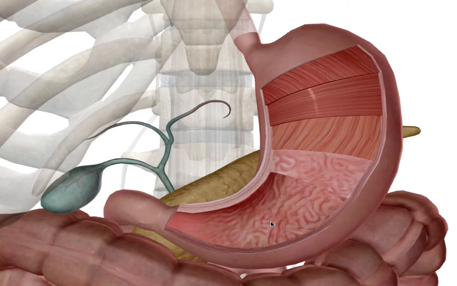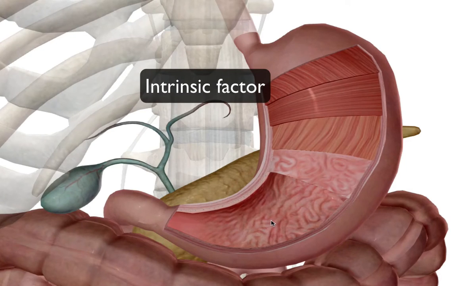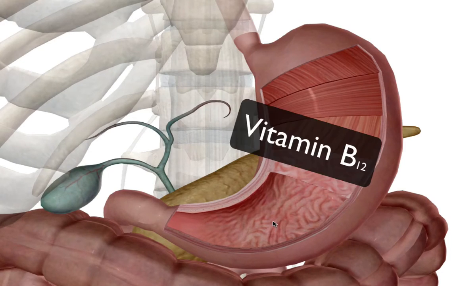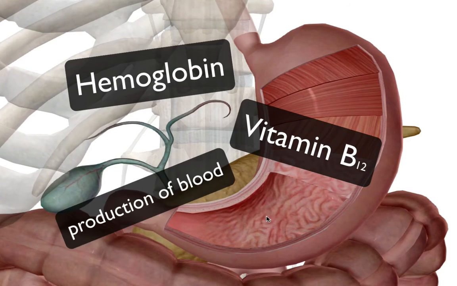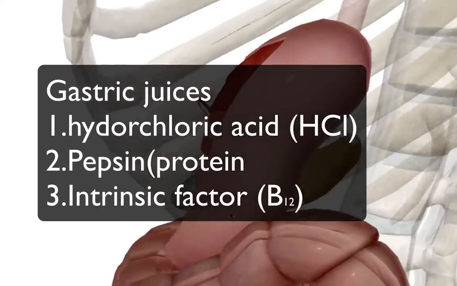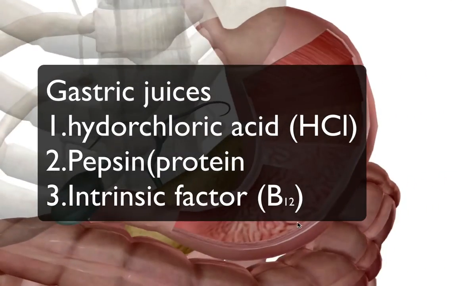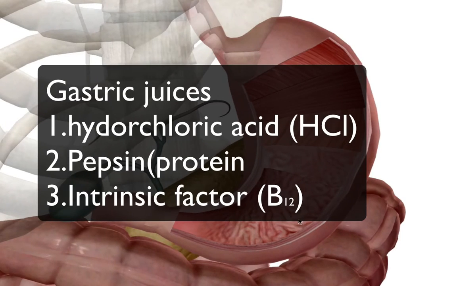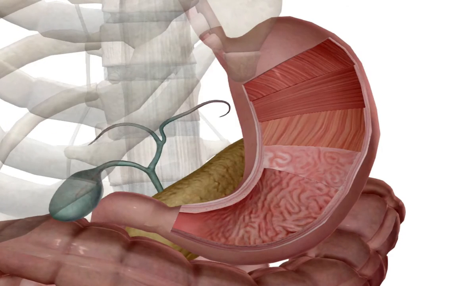So its main function is to digest protein. And the third and final gastric juice we're going to talk about is intrinsic factor. Intrinsic factor helps absorb vitamin B12, which is essential in the production of hemoglobin, your blood. So that does it for the three main juices for our stomach. Take that final look in the stomach before we move on to our next two accessory organs.